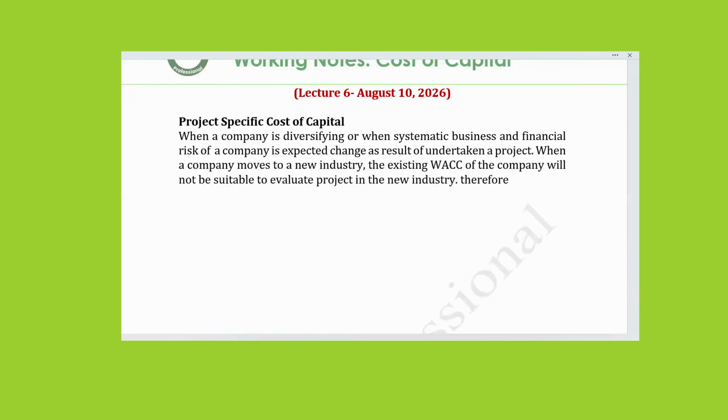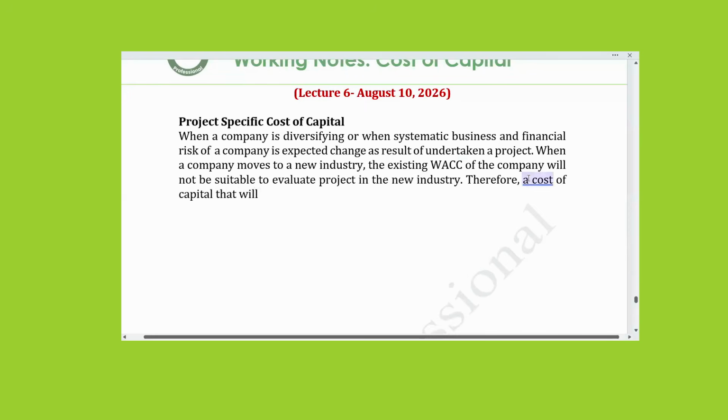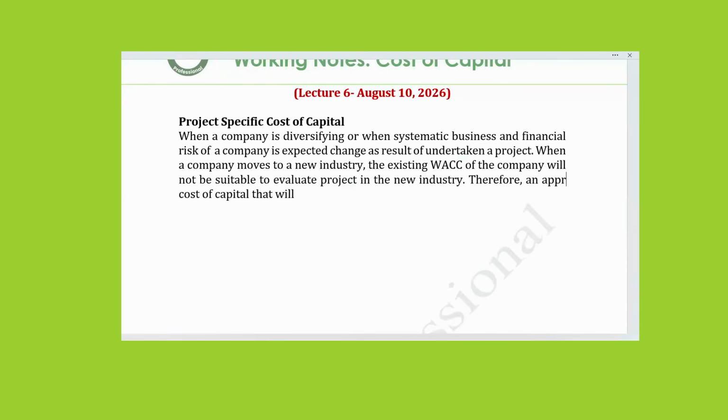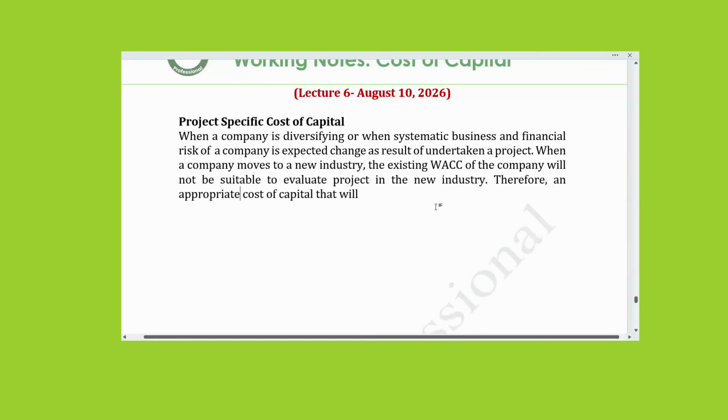Therefore, an appropriate cost of capital will be one that is consistent with the systematic risk, that will be consistent with the project risk.